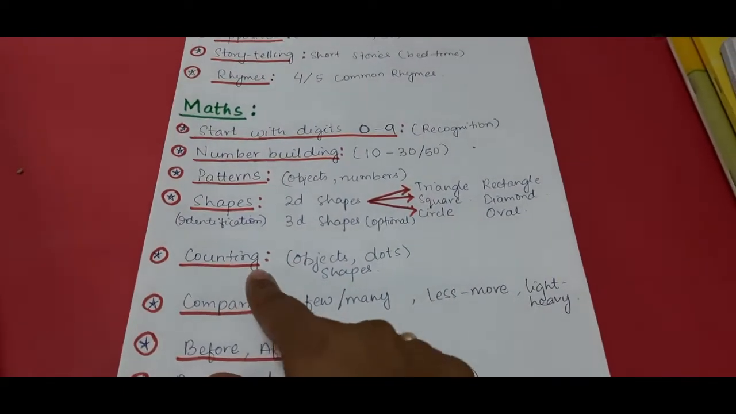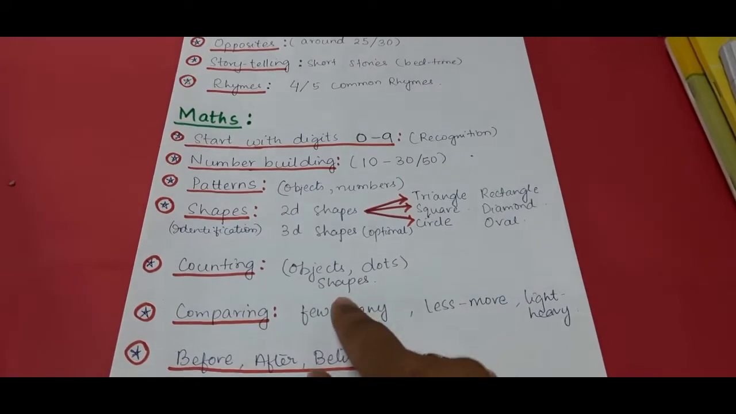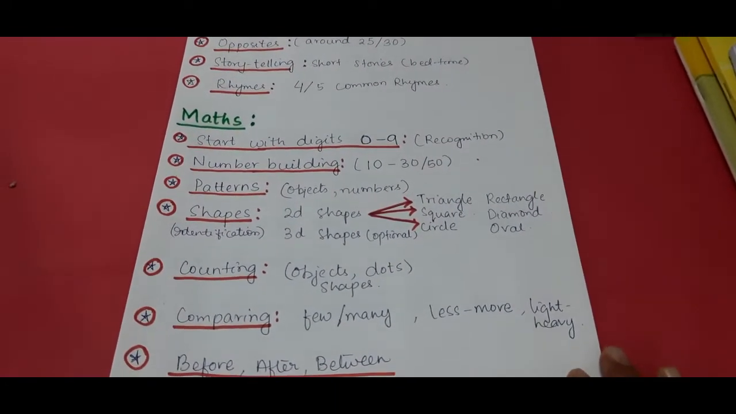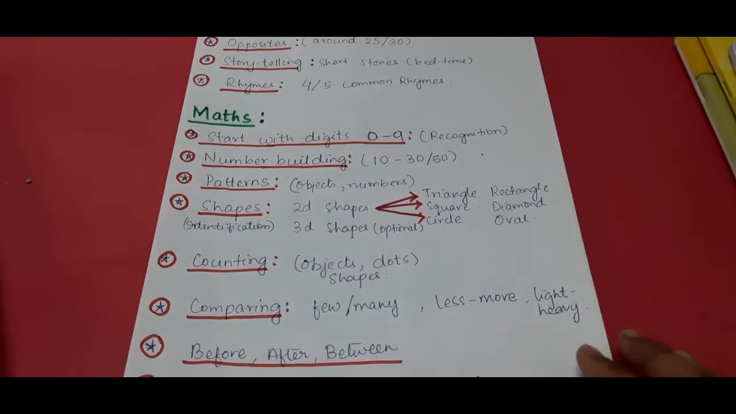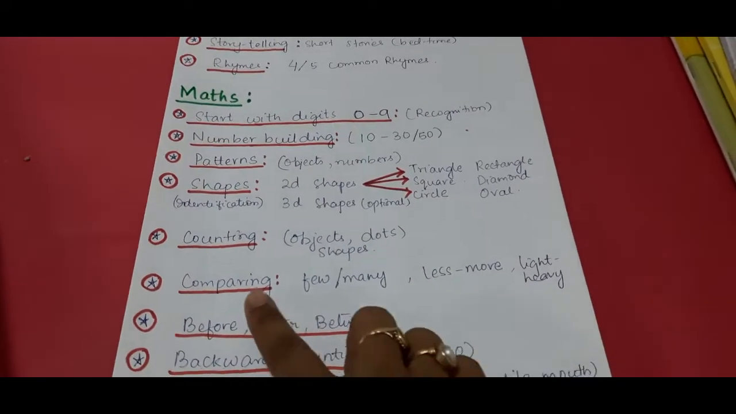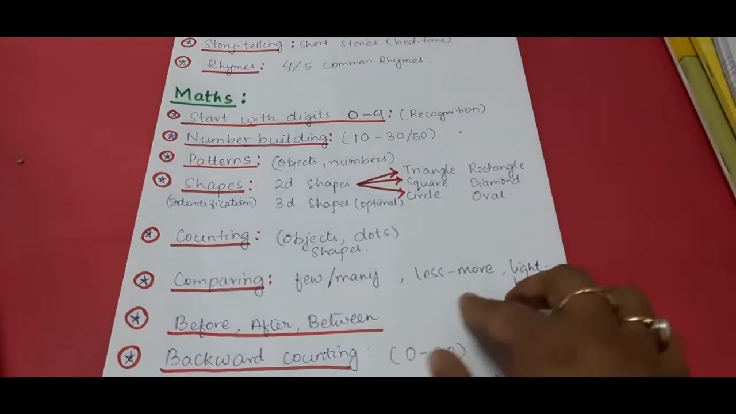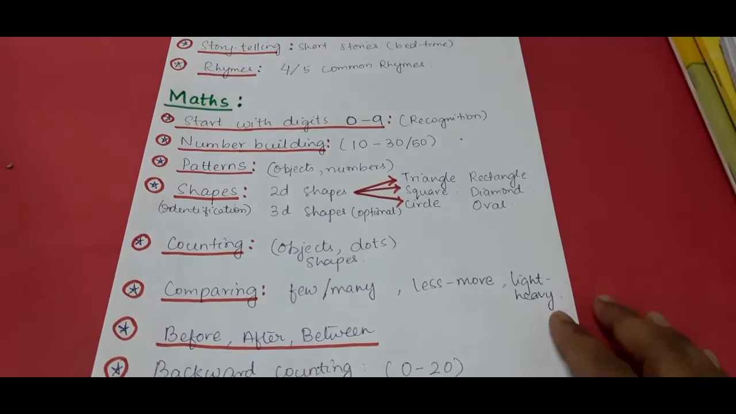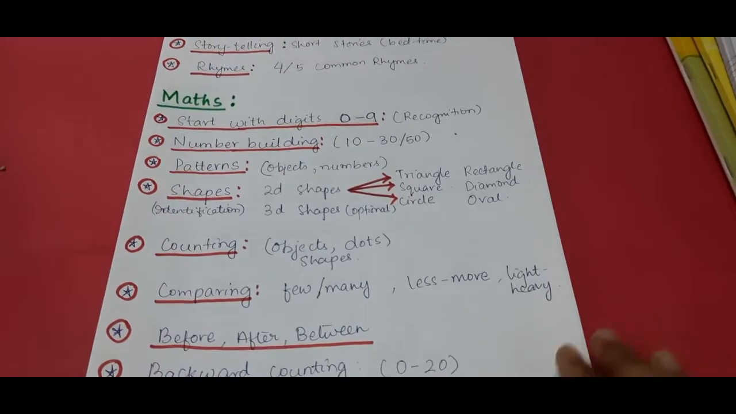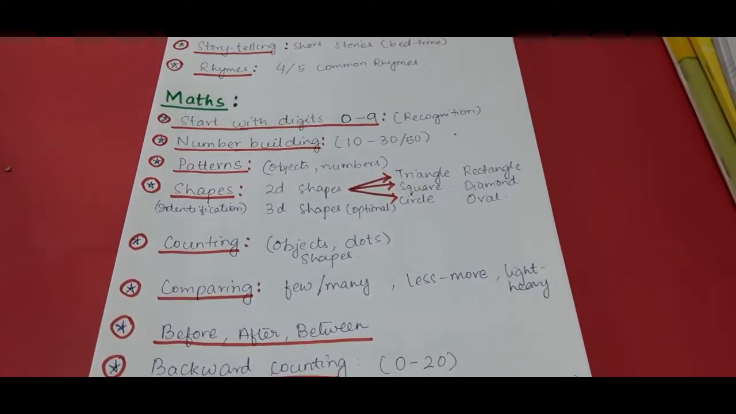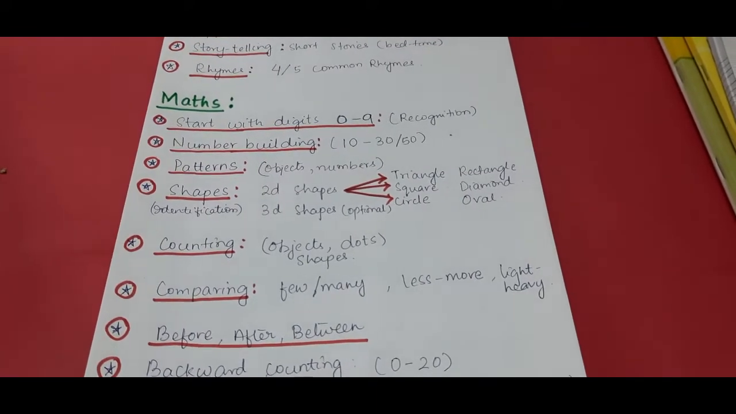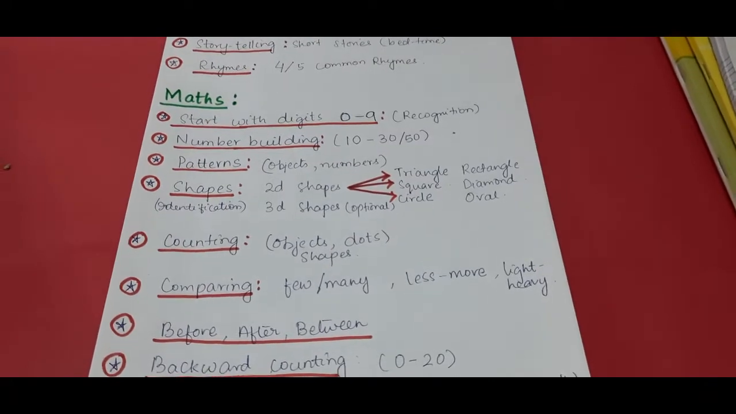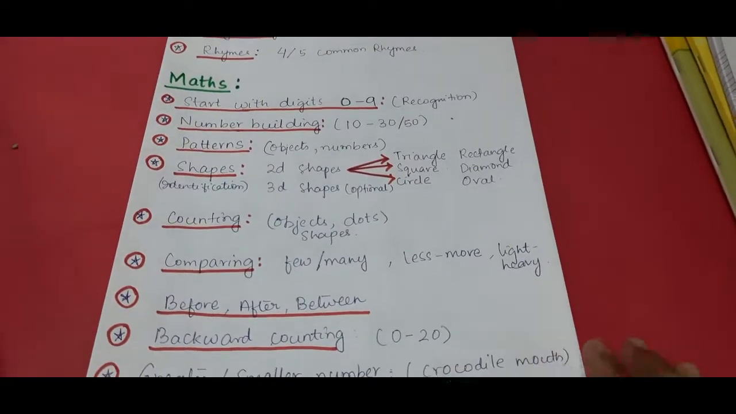Next is counting, like counting objects, dots, shapes. At the end I will show Anayaka's math notebook and you'll have an idea of how to do it. Next is comparing: few, many, less, more, light, heavy. We have to show them the object which is heavy, which is light, and show them less and more. It is very easy. You can take any prop at home, like a little rice in one bowl and a little more rice in another bowl, and show which is less and more. It will be very easy.